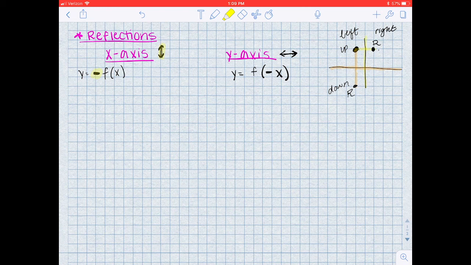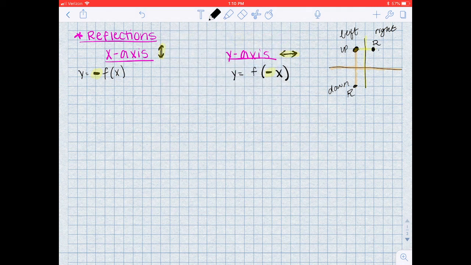Whereas with a y-axis, I'm moving in a left to right direction, just like when I want to move left a certain number of units or right a certain number of units. When I want to reflect across the y-axis, I'm going to multiply my negative on the inside of the parent function. So there's this relationship between vertical type movements versus horizontal movements and the placement of the plus or minus operation, whether that's multiplying by a negative or adding or subtracting a certain number of units.